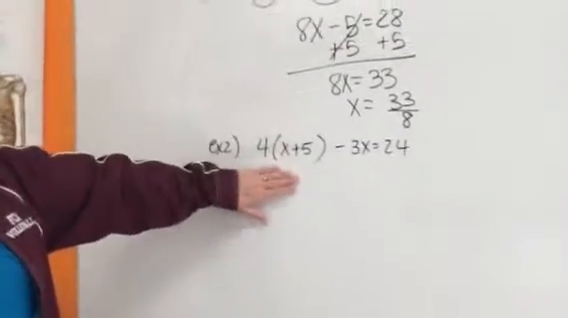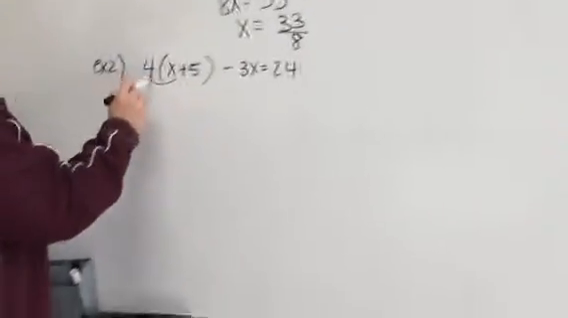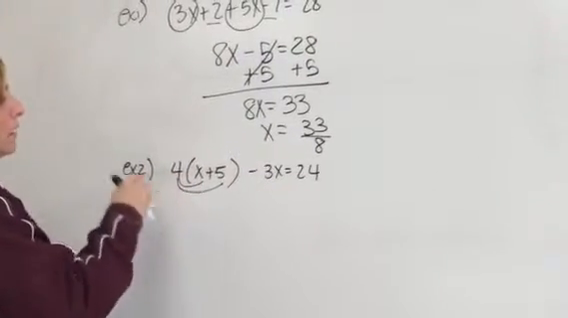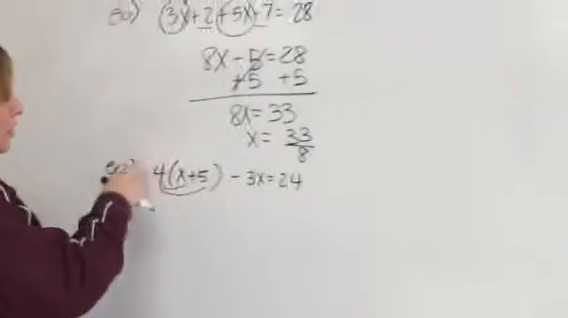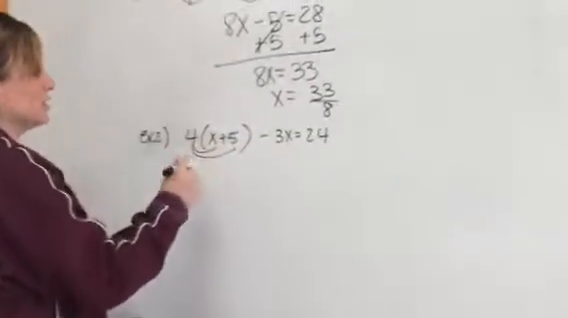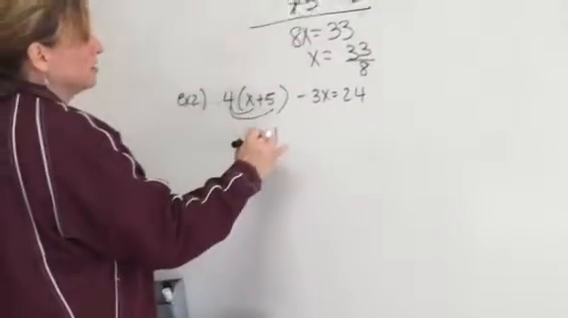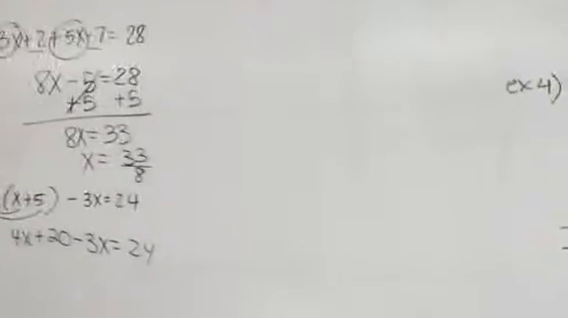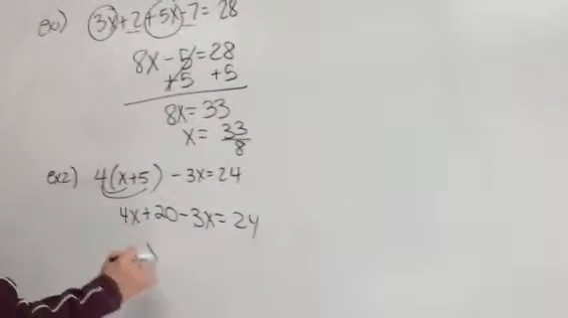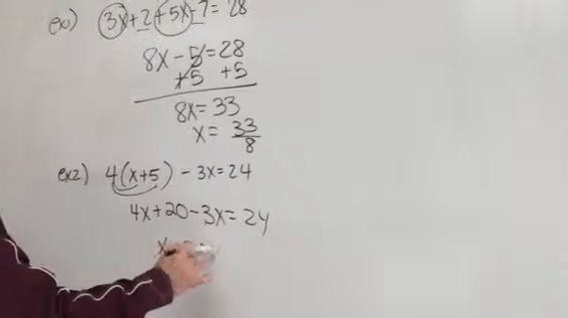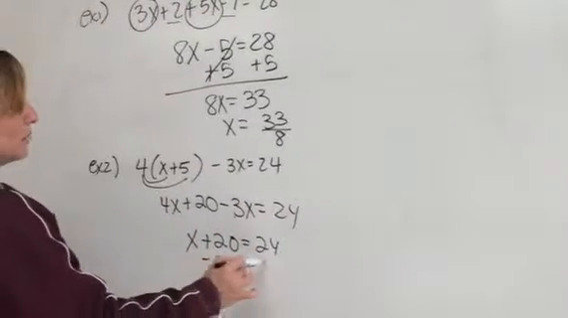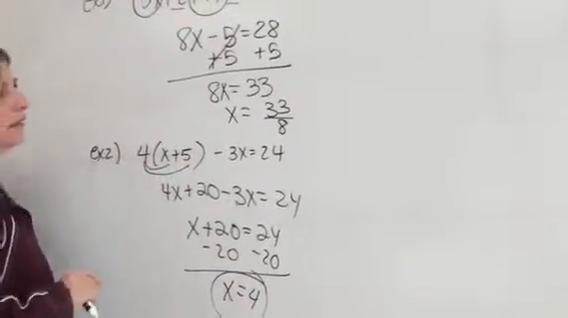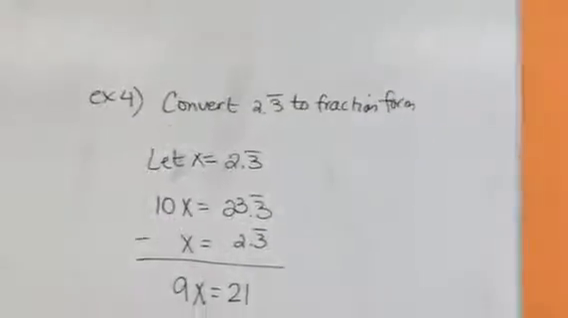Here, hopefully you look at this and you go, oh, I have to distribute that 4. Anything sitting outside of parentheses, whether it be a negative, a number, a negative and a number, whatever, the whole thing has to go to everything on the inside. So we're going to get 4x plus 20 minus 3x equals 24. Combine like terms, 4x and negative 3x is 1x plus 20 equals 24. Subtract 20 from both sides and you get x equals 4. Plug it back in and see if it works. Example 3 is in the book.